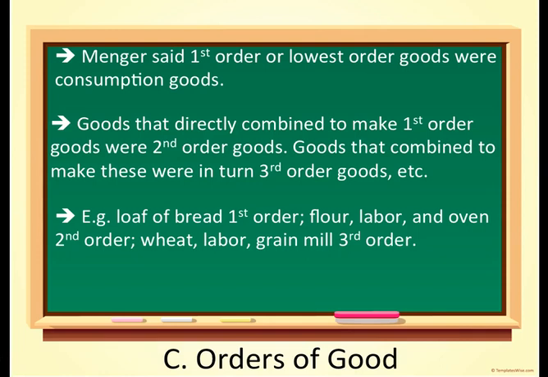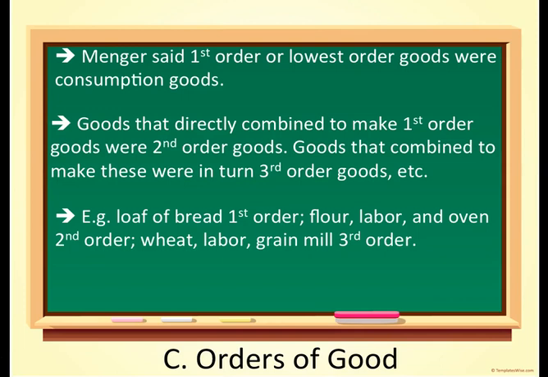But flour doesn't just come from nowhere. And so where did it come from? Well, you might say, okay, wheat, the labor of the miller, and a grain mill, the device that you use to turn the wheat into flour, those could all be third order goods, right? Because you use all those in order to make flour.